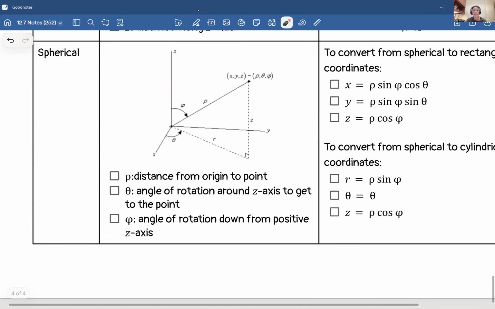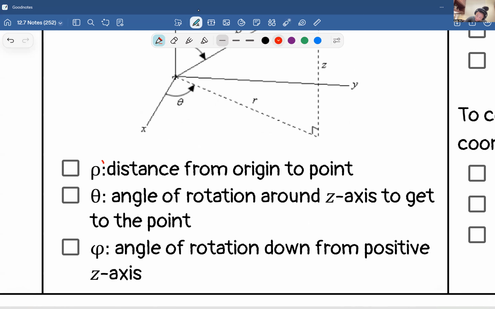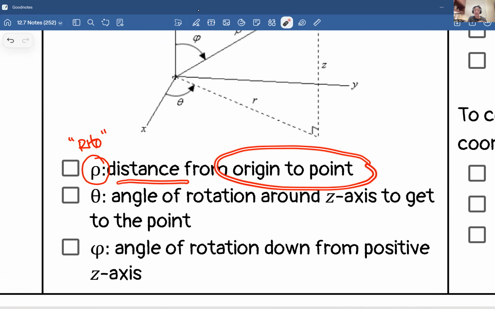And last but not least, there's one that we call the spherical coordinate system. And this spherical coordinate system takes the idea of distance from the origin, but opens it up to be in any direction from that origin. So we call this letter rho. Okay, let me clarify. This is the Greek letter rho. It is not P. Okay, it's different. It is rho. And rho represents just the distance from the origin to any point in any direction.